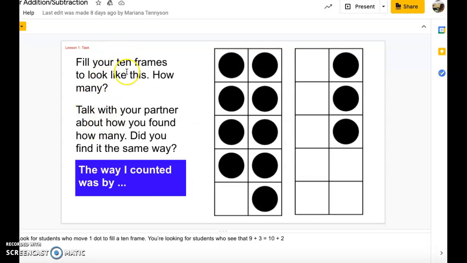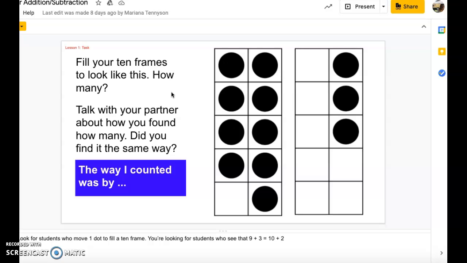Now I want you to fill your tens frames to look like this. You have one tens frame right now, and if you had 2, you could do this activity with 2 tens frames. But if you look at this tens frame and this tens frame, how many do you have? You can use the tens frames you have, but if that's too tricky, you can also just look at the screen here, pause the video, and tell me how many. How did you count? Pause the video and then come back.